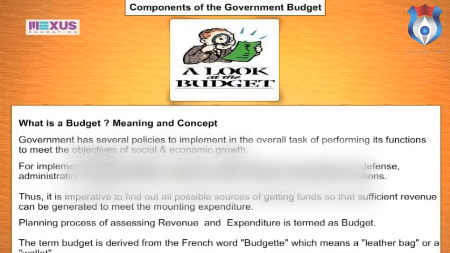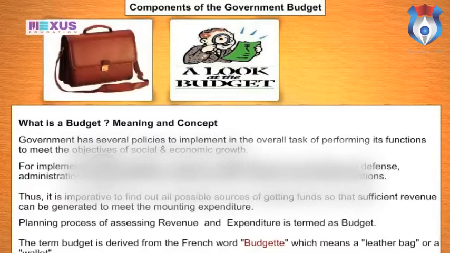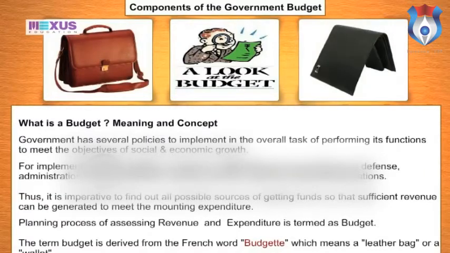The planning process of assessing revenue and expenditure is termed as budget. The term budget is derived from the French word bougette, which means a leather bag or a wallet. It is a statement of the financial plan of the government. It shows the income and expenditure of the government during a financial year, which runs generally from the 1st of April to the 31st of March.